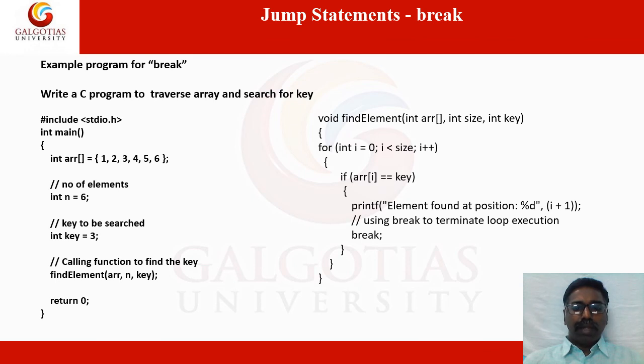Once we terminate the looping structure, this function also gets terminated, and we return to the next line of the function call. So the program will terminate here. We can use this code to find 3 in the set of values 1, 2, 3, 4, 5, 6. We are going to display the output as: element 3 found at position 3.